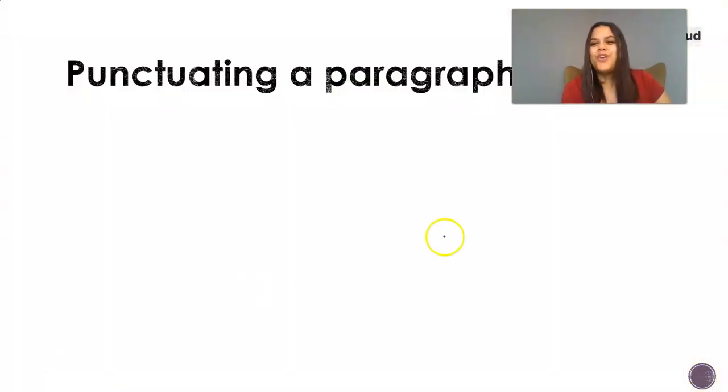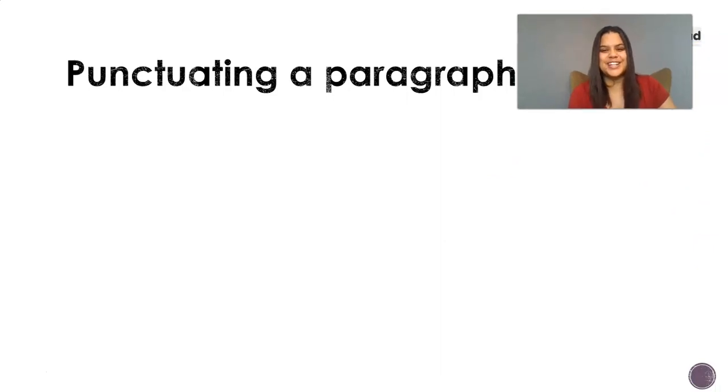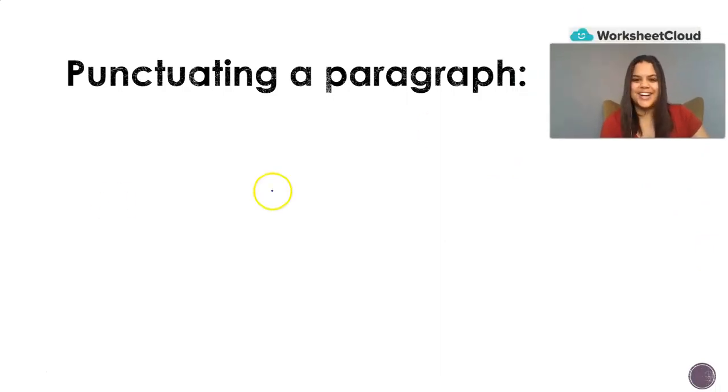So now we're going to move on and we're going to punctuate a paragraph. I'm going to move myself under the WorksheetCloud logo. Okay. Pencil or pen page ready.